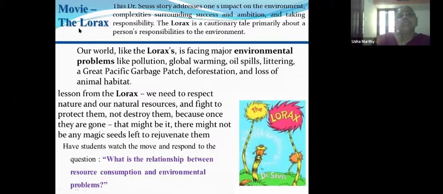Actually, there's a movie titled The Lorax. If one were to see this movie, it's just like our world is like a Lorax. The character in that movie is facing environmental problems like pollution, global warming, oil spills, littering of garbage, deforestation, loss of animal habitat. All these things are neatly highlighted. And the lesson learned after watching this movie is we need to respect nature and our natural resources and fight to protect them. We should not destroy them, because once they are gone, there might not be any magic seed left to rejuvenate them. So this is the lesson that we can take from this movie.